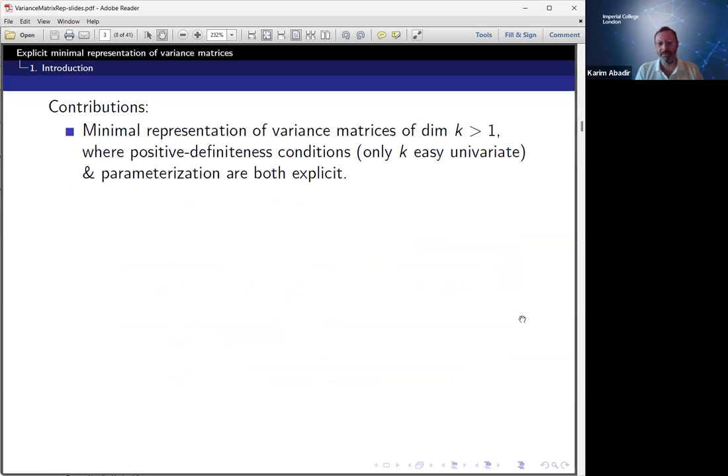So the contributions are as follows. First of all, we abstract from any dynamics. We just look at what is a variance matrix, and we represent it explicitly. And in doing so, the positive definiteness reduces to k easy univariate conditions. So it's not a complicated interaction of coefficients and variables such that you want to find what's positive and what's not.